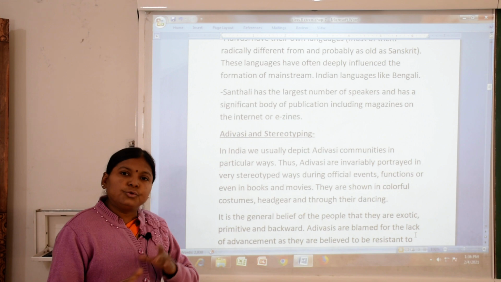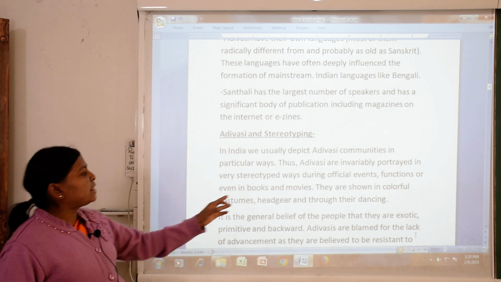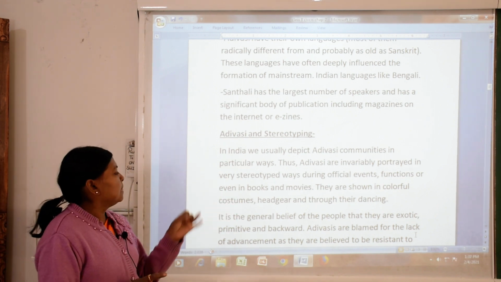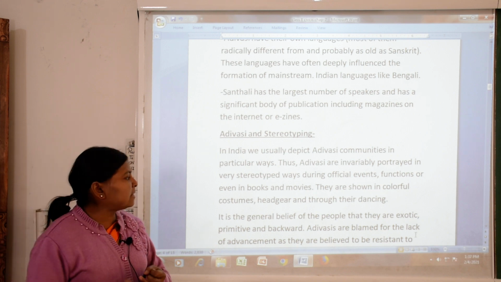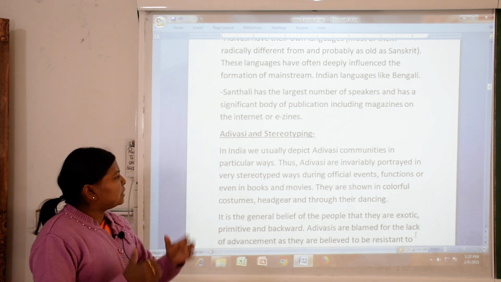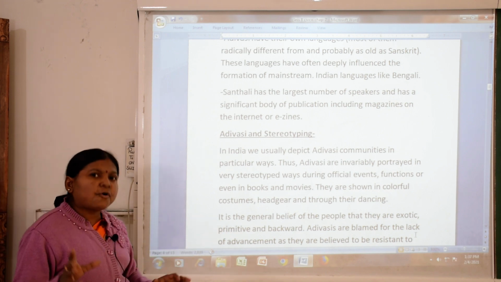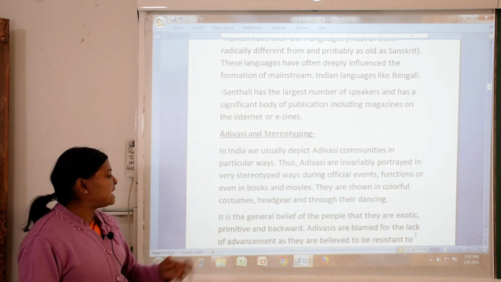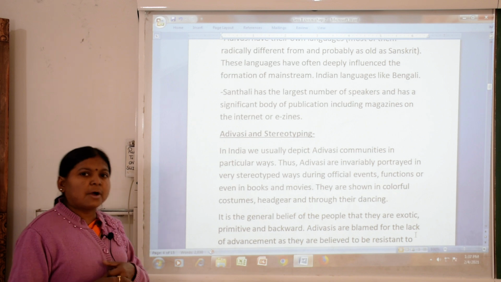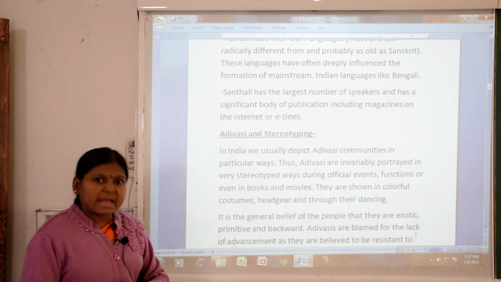We can see how they are shown in colorful costumes and headgear, and they are dancing. In this way they look different. It is the general belief of people that they are exotic, meaning coming from outside, primitive and backward.